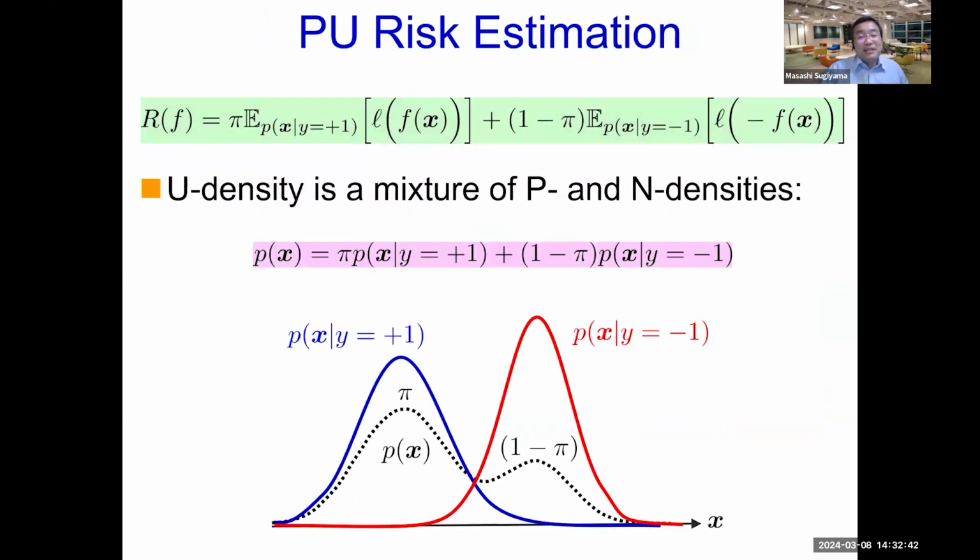But we have a very simple trick. We know that the unlabeled data density P of X is by definition a mixture of positive data and negative data densities in this way. And the mixing coefficients are pi and 1 minus pi. So we have P of X given Y equals plus 1, the blue one. And we have P of X given Y equals minus 1, the red one. Then the unlabeled data density is basically a mixture of these two with pi and 1 minus pi coefficients. That's the definition, and we utilize this.